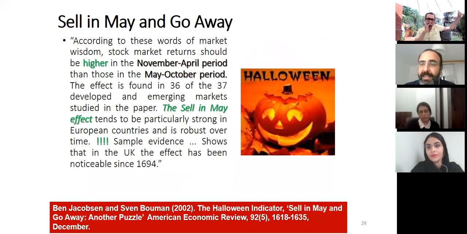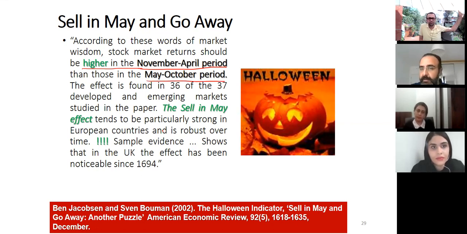Finally, a very famous Halloween effect, which I'm still waiting this year to see. Last year we didn't have Halloween effect. Last year was an exceptional year, but the sentiment in the market is that between November to April period, the return of the market is higher than May-October period. So that's why it is called sell in May and go away and come back in October. It is also known as selling May effect, which is a calendar effect. It categorizes into the calendar effect.